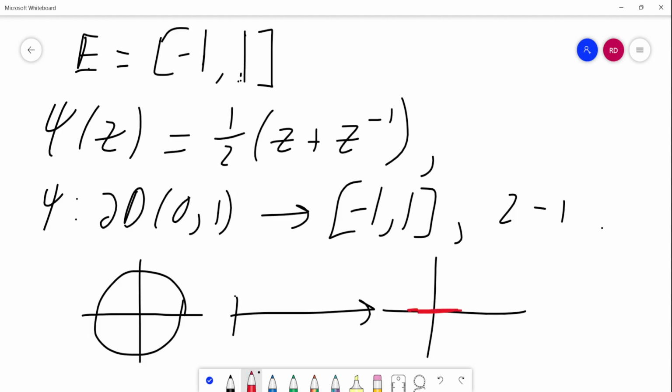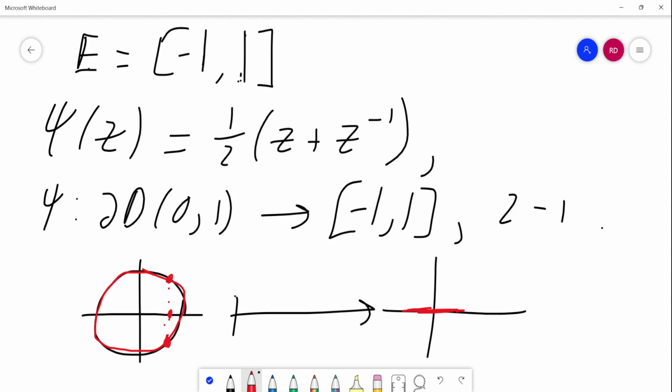And it's going to map the boundary onto this interval. The 2-to-1 is because we take a z here and a z inverse here. Each of them is paired with the other one, so if you pick either one, we'll get the same result. If we add them together, we get a real number, and then take 1/2. This essentially projects it down to this point in the middle. So it has two different points that project onto it, meaning it's 2-to-1.